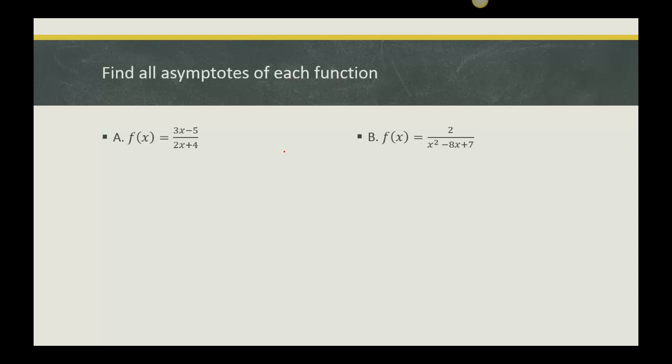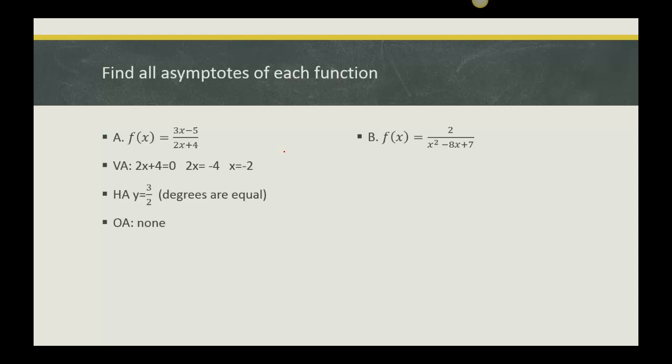So let's start with this one. F of x is 3x minus 5 over 2x plus 4. So start with vertical. Vertical says grab the denominator, 2x plus 4, set it equal to 0. So you can see I push the 4 over, it becomes negative. I divided by 2, I got negative 2. There's my vertical asymptote. As far as horizontal goes, I have a 3x on top, 2x on bottom, so the degrees are equal. I just grab the 3 and the 2, and I have y equals 3 over 2.